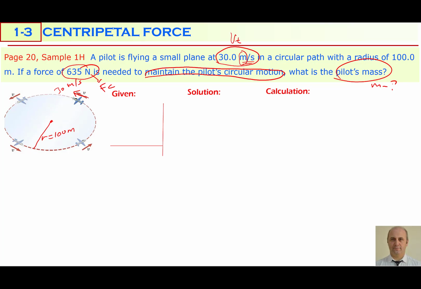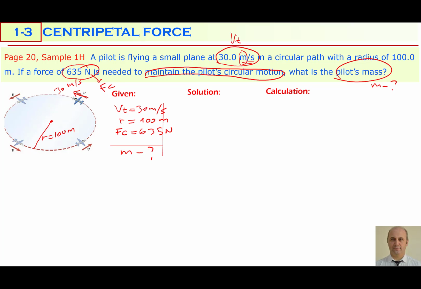So let's write the given very clearly here. Vt, the tangential speed of the plane, also the same as the pilot, since the pilot is also moving together with the plane, is 30 meters per second. The radius of the circle the pilot's body and the plane's body follow is 100 meters. And the centripetal force keeping the pilot's body on a circular path is 635 newtons. So calculate the mass of the pilot.